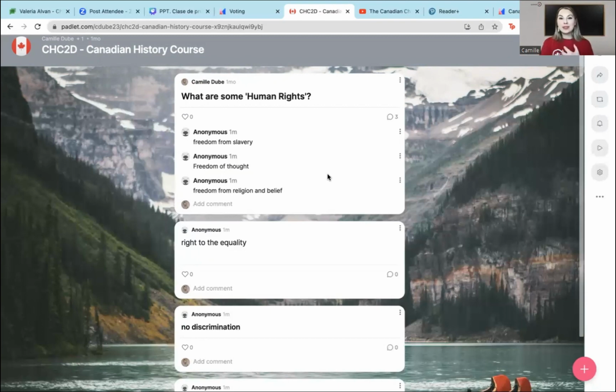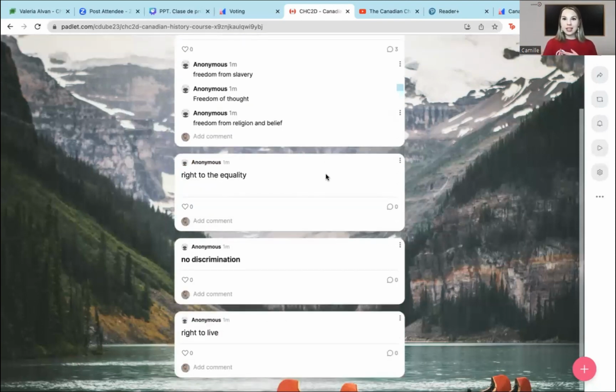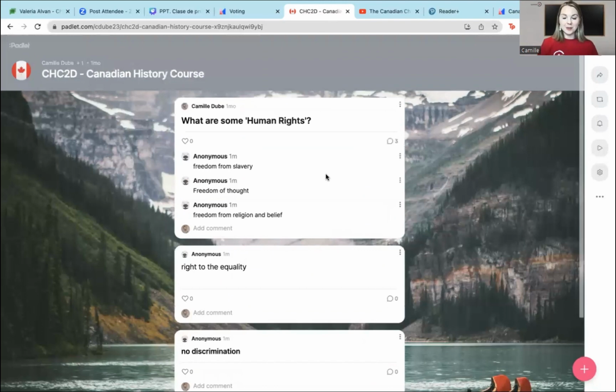Freedom of religion and belief, yes, that is a very protected human right that we have here in Canada, and many countries do. Right to equality, yes, equality across gender, across race, across religion, that's perfect. No discrimination, excellent. And the right to live, that's really important as well.